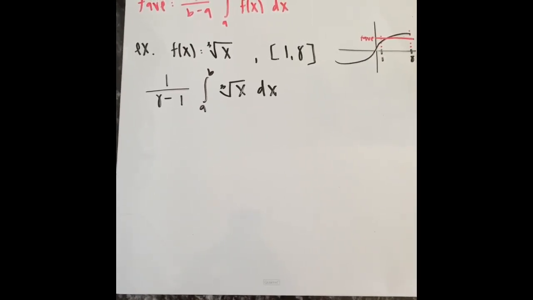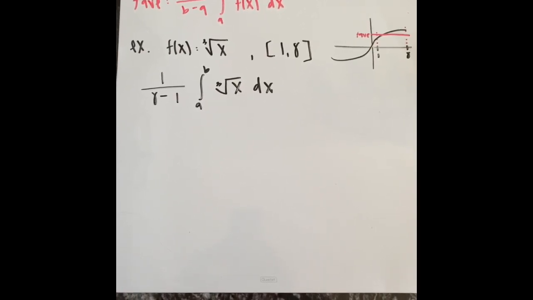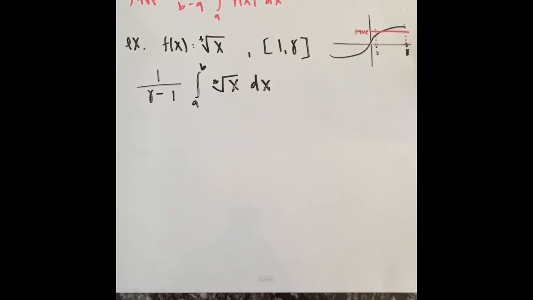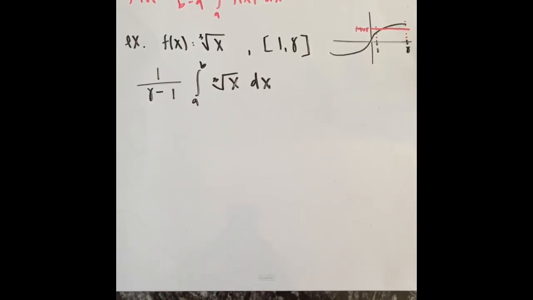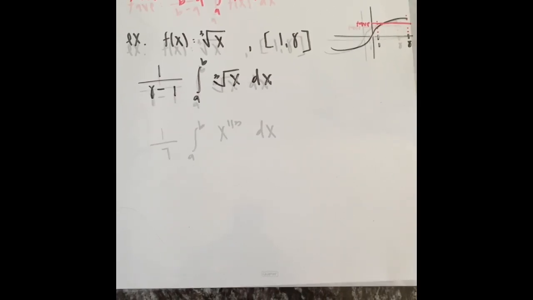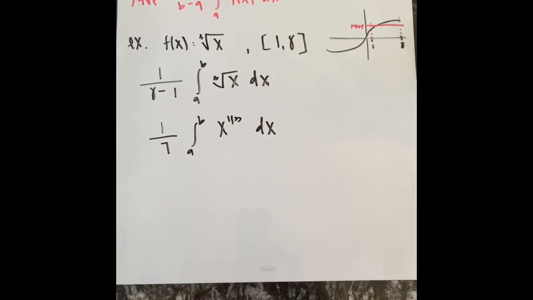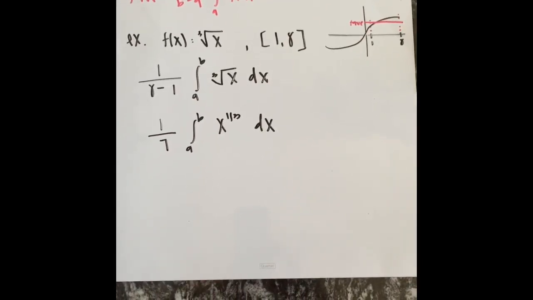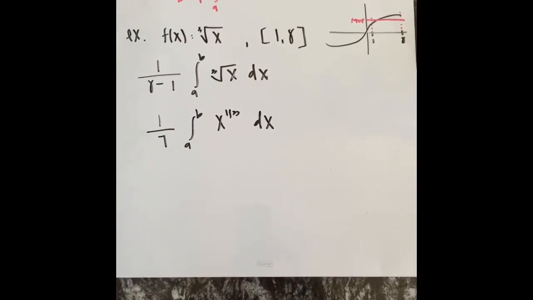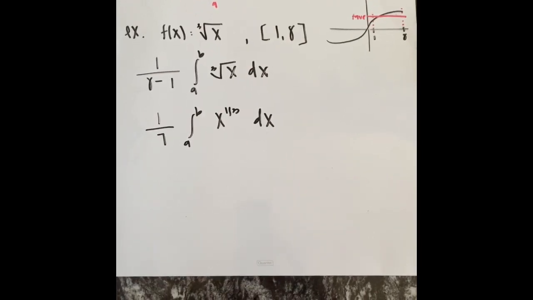So 1 over b minus a, our b would be 8, and our a would be 1 because those are our boundaries. Then we're going to plug in our function of x, which is the cubed root of x, and then dx. The next step, before we start doing the antiderivative of the function of x, I simplified down our equation. So it's 1 over 7, and then the function of x can be rewritten as x to the 1/3 dx.